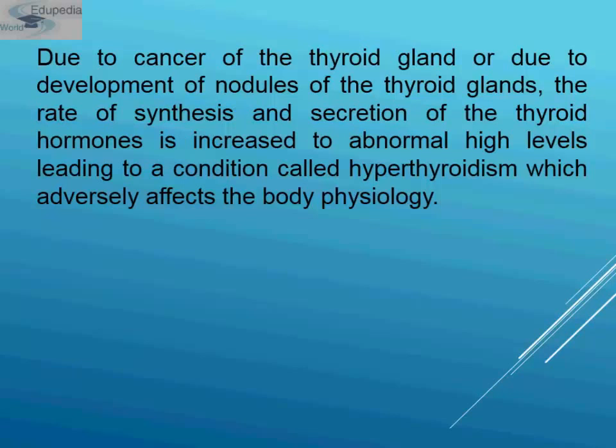Okay, and that adversely affects the body physiology. So we have studied hypothyroidism, in which the rate of synthesis of thyroid hormones decreases, or it occurs due to the deficiency of iodine in our diet. And second, we studied hyperthyroidism, which is due to the secretion of the thyroid hormone at an abnormally high rate. So I hope these two conditions are clear to all of you.